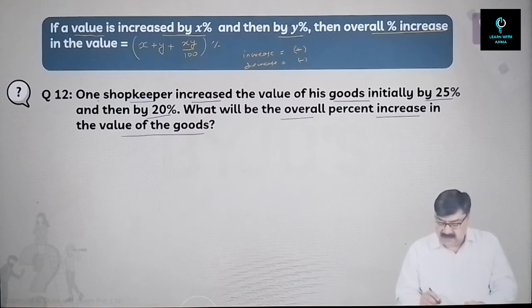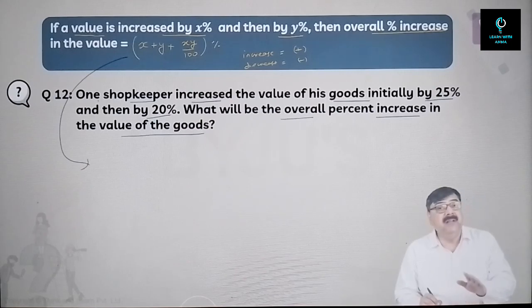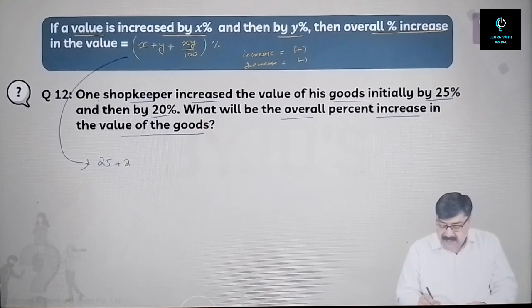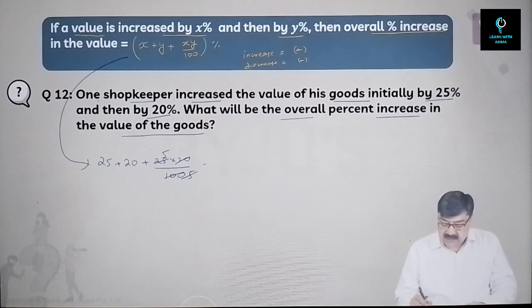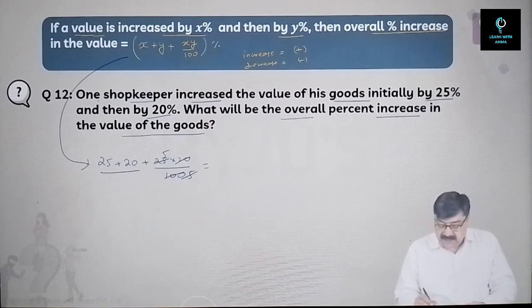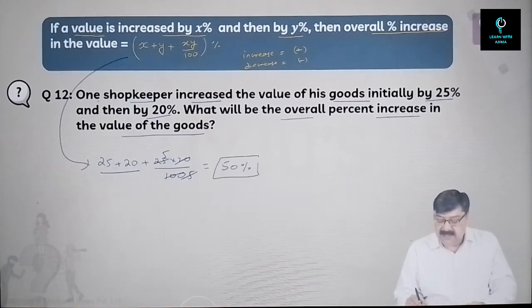Two ways of solving this. Very first, this one, and that is x plus y plus xy by 100. That is 25 plus 20 plus 25 into 20 by 100. This, you know, goes by 5. This goes by 5. So 25 plus 20 plus 5 is going to be 50%.